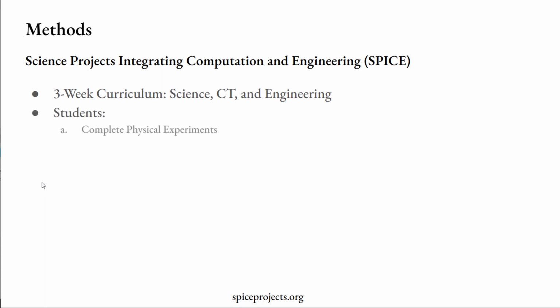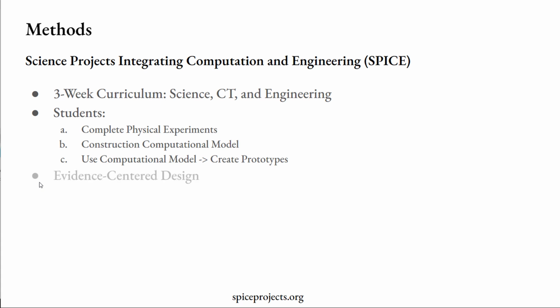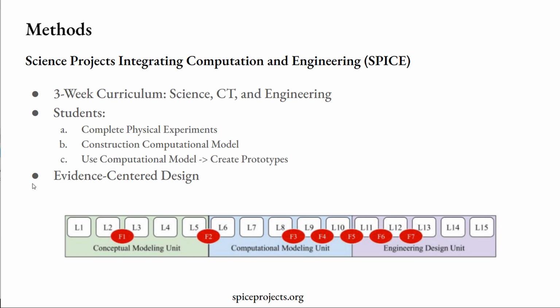The students completed physical experiments on water runoff phenomenon. They used that information to develop science knowledge to build a computational model to simulate water runoff. They then used that information to create a school playground prototype with minimal water runoff, low cost, and high accessibility. This curriculum used evidence-centered design to systematically design formative assessments that track domain-specific knowledge growth over time. Our data sets from this experiment came from the first formative assessment, F1 in this diagram, shown just after Lesson 2. For more information on SPICE, see spiceprojects.org.